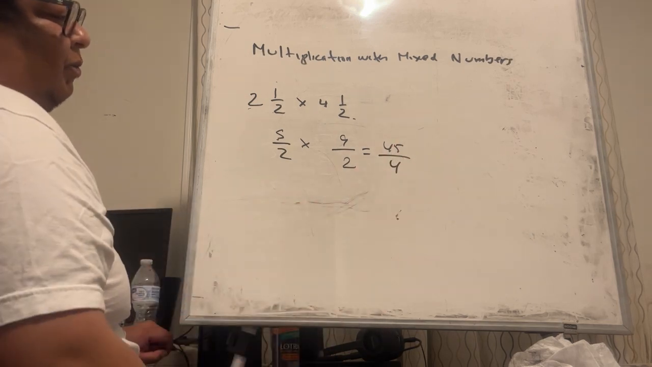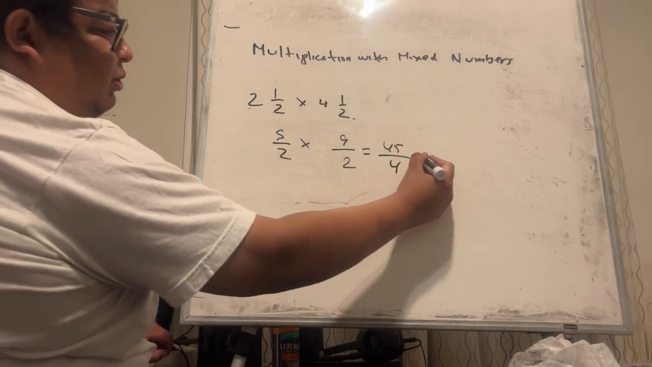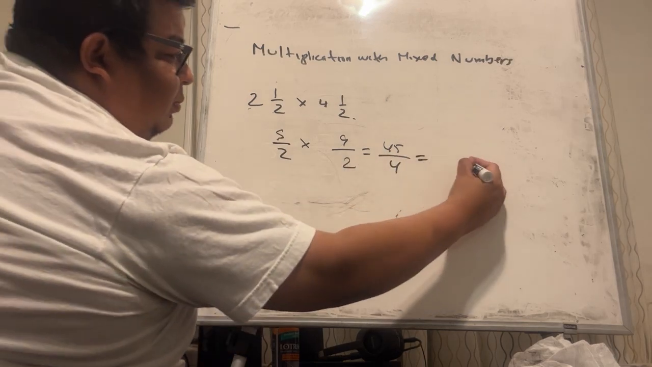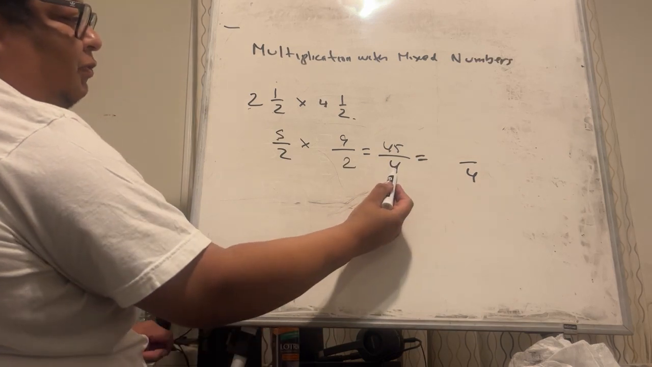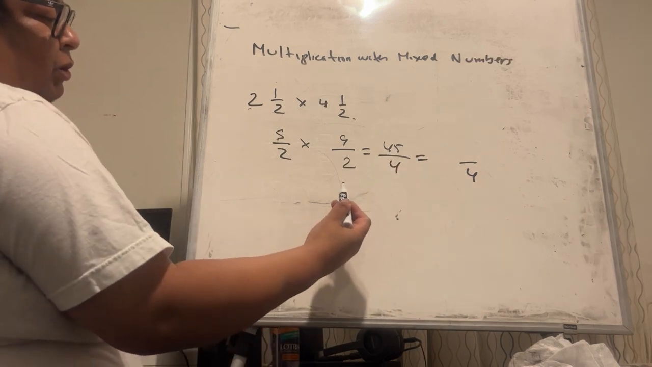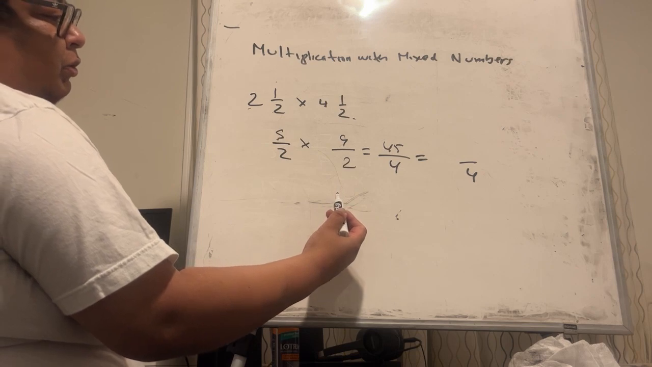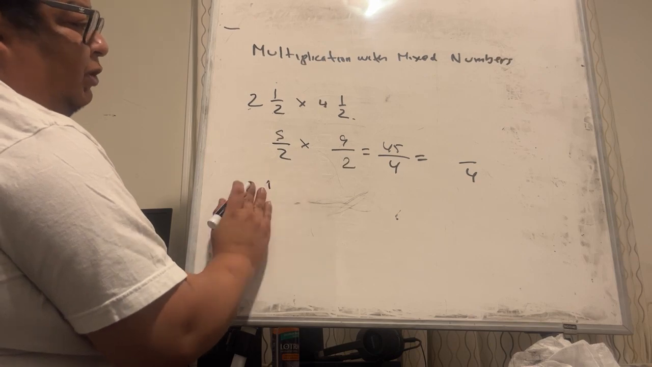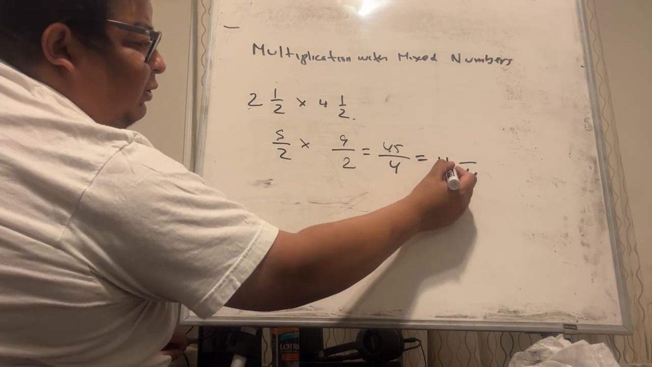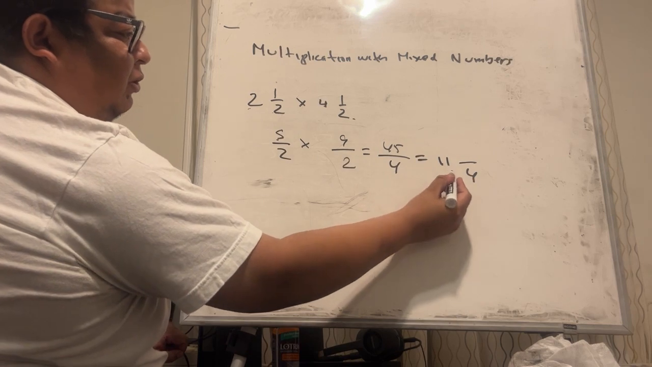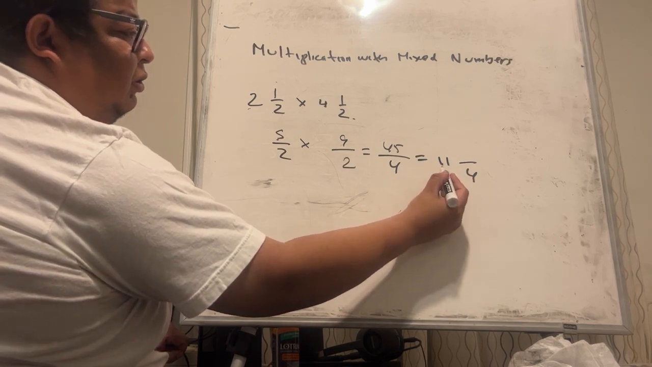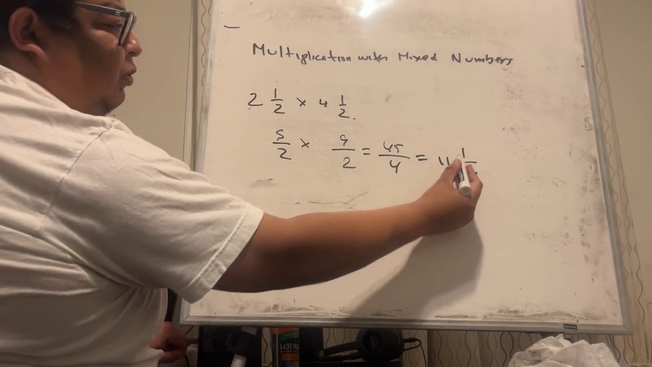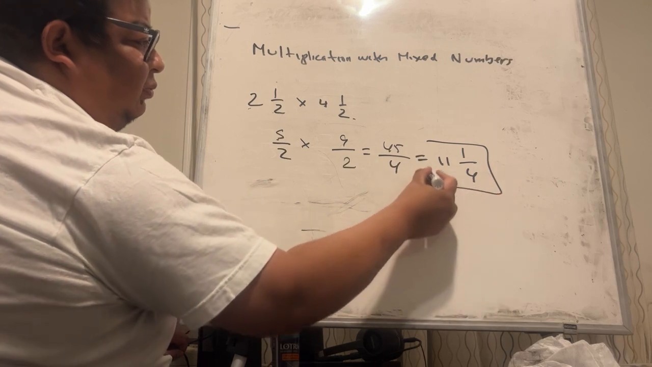Is 45 divisible by 2? No. So let's turn it into a mixed number. So it will be 4 on the bottom. How many times does 4 go into 45? That would be 11 times 4 is 44. So let's put 11. 11 times 4, 44, and add 1, because 11 times 4, 44 plus 1, 45. So that's the final answer.